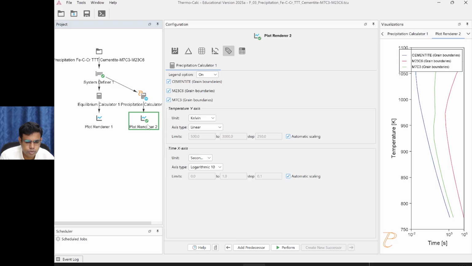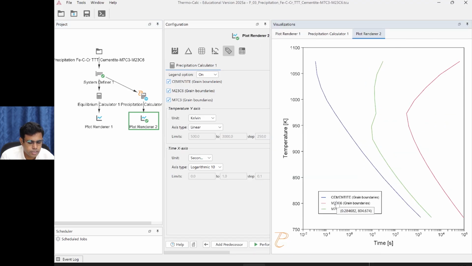Once the calculation is over, you can see in plot and run for these three different phases the start time at different temperatures given here. Cementite, this is M7C3 and this is M23C6 carbide. Okay. This is the TTT diagram.